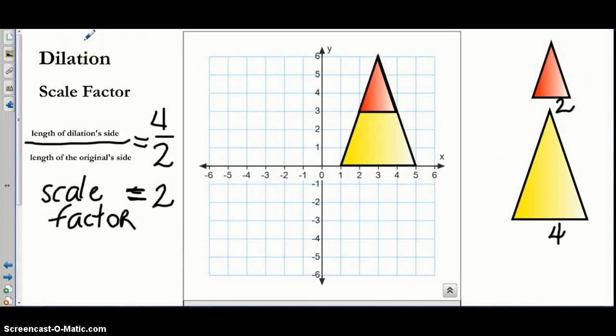That is your challenge. I hope you have enjoyed learning about dilations. We will continue with this tomorrow.